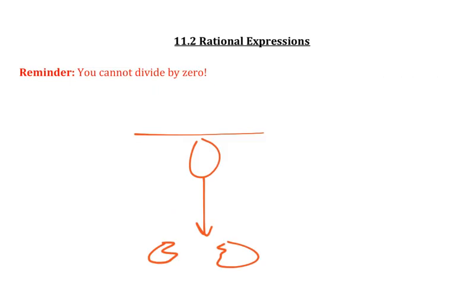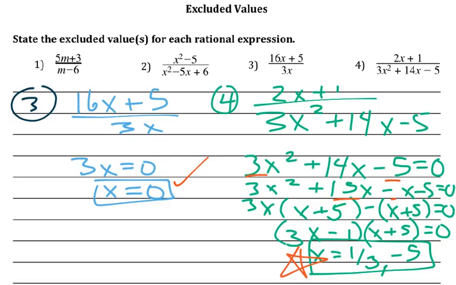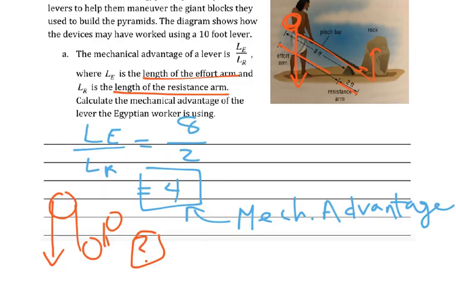So in this video, we ended up remembering that you can't divide by 0. We're doing some excluded values, but there's no simplifying happening in these ones. And then there are some real-world problems that are all about these levers. They all kind of had the same thing going on, so maybe that's going to show up in the textbook. But in the next video, there's going to be simplifying involved too, with rational expressions.